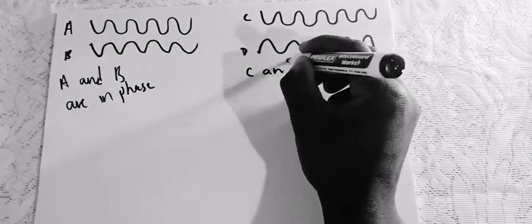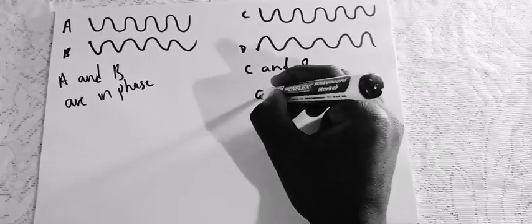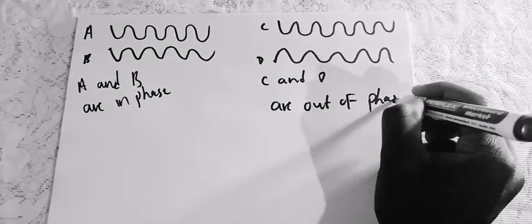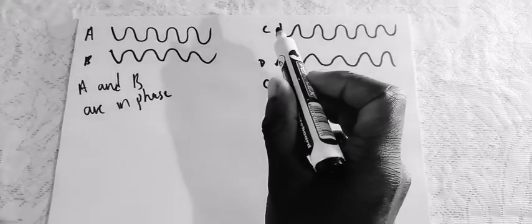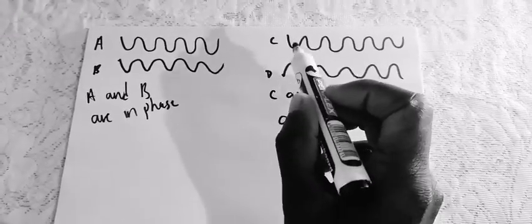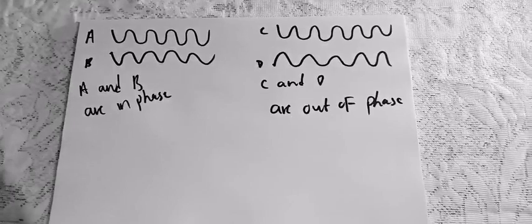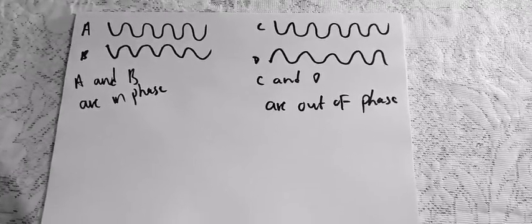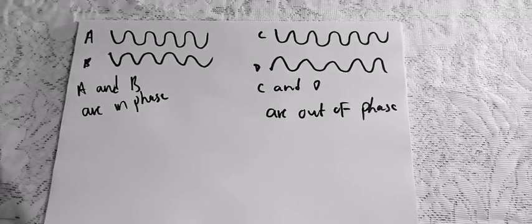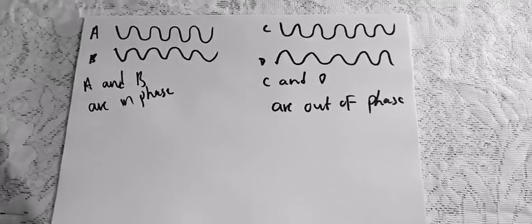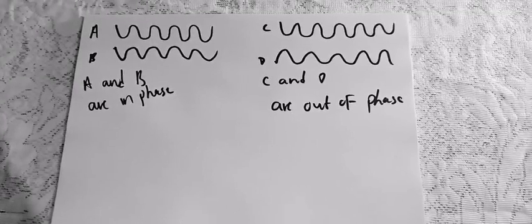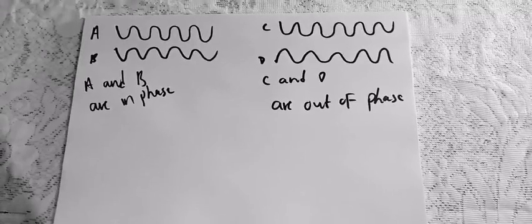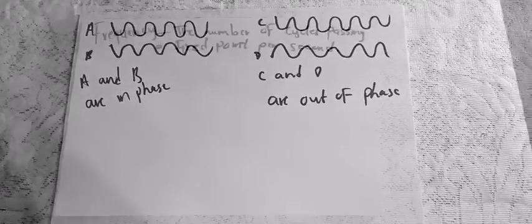So C and D, you can see that they are out of phase because the trough there and the crest, the trough here and the crest, they are not exactly aligned, so they are out of phase. So when they ask you why do you say they're out of phase, maybe they drew the transverse wave, it is because they are exactly aligned when they're in phase. If they are not in phase, they are not exactly aligned.